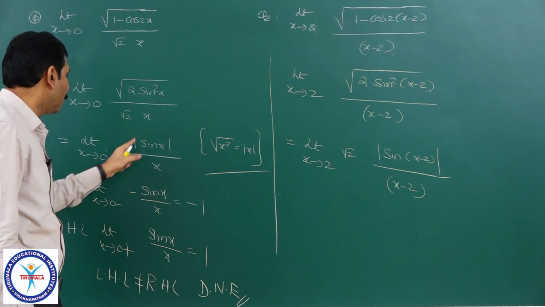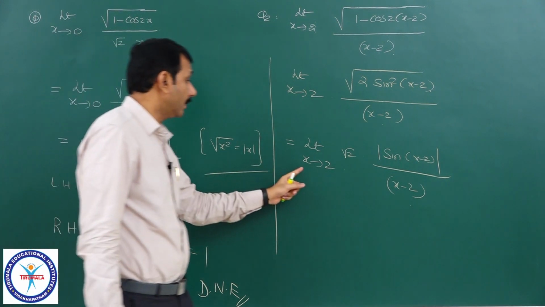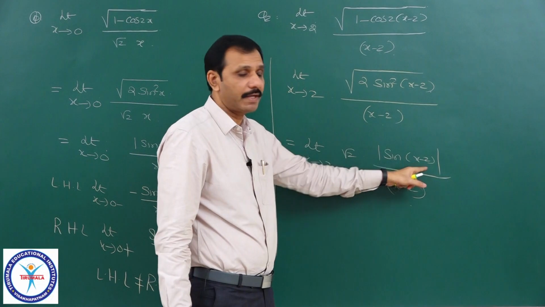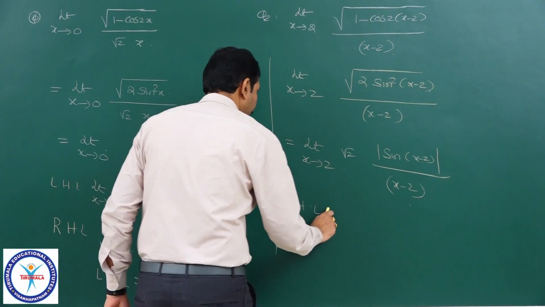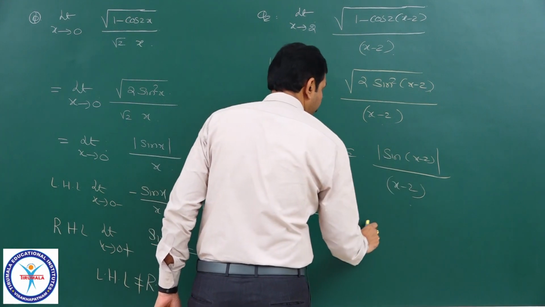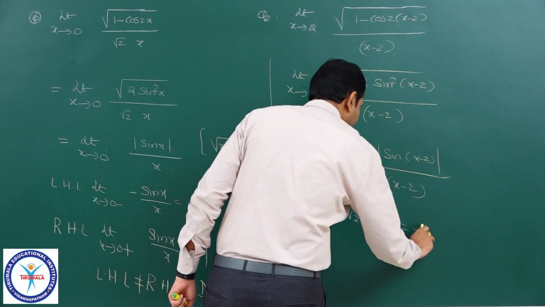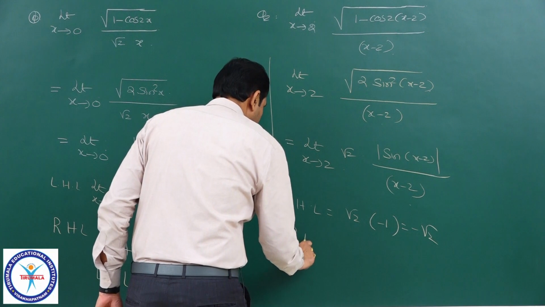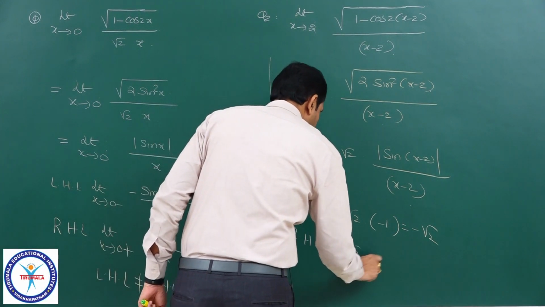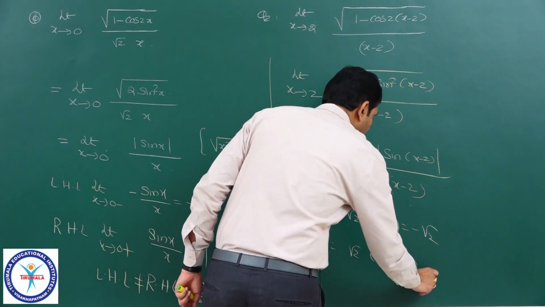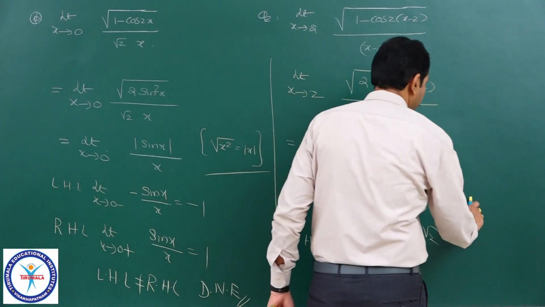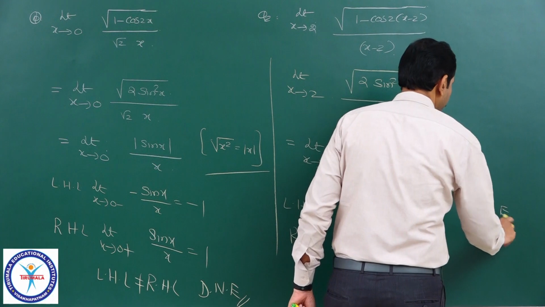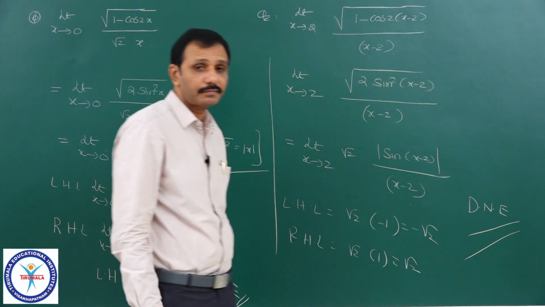x tends to 0 mod sin x by x, x tends to 2 mod of sin of x minus 2 by x minus 2. See here, left hand limit, if I take, what I will get is root 2 into minus 1, it is minus root 2, and right hand limit, if you take, it is root 2 into 1, equal to root 2. Because both are not equal, therefore limit does not exist. Dangerous problems, you must look at these two.